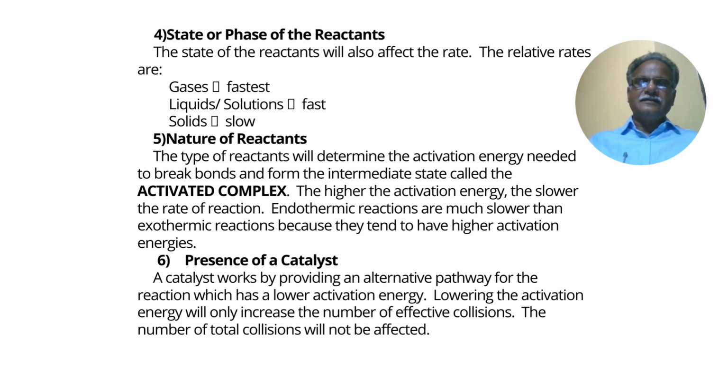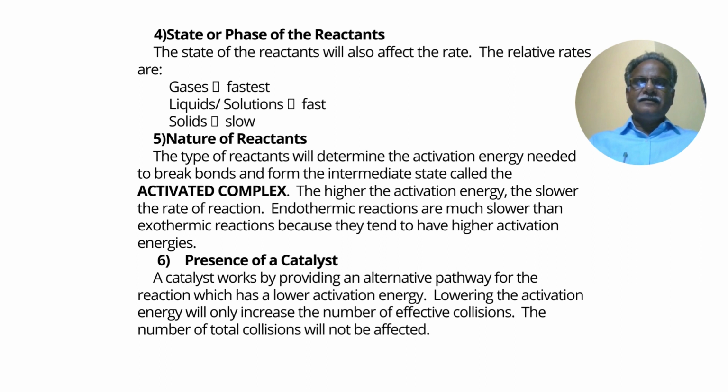Fifth factor is nature of reactants. That means the chemical nature here. The type of reactants will determine the activation energy needed to break the bonds and form the intermediate state called the activated complex. The higher the activation energy, the slower the rate of reaction. Endothermic reactions are much slower than exothermic reactions because they tend to have higher activation energies.